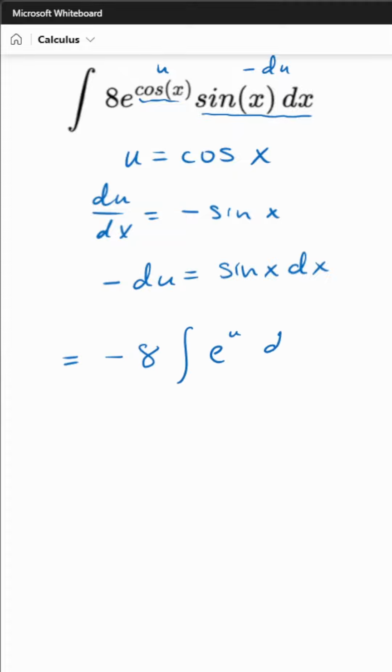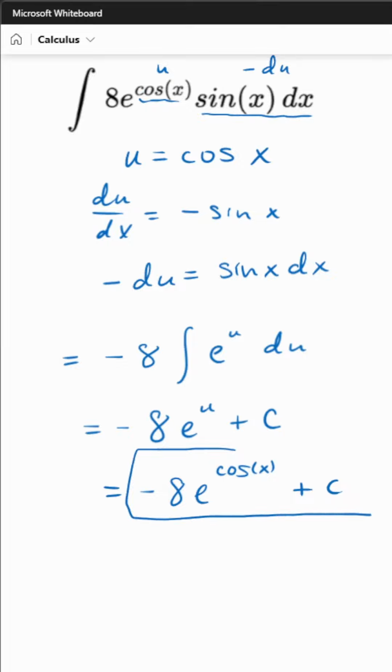Now we can rewrite the equation to be negative 8 times the integral of e to the u du. All we've done is rewrite the question. Now we need to solve the question by finding the antiderivative of e to the u, which in this case is just e to the u, right? It's an easy one. So we get negative 8 e to the u plus c. We'll undo that substitution, plug back in cosine of x for u, and that's our final answer.